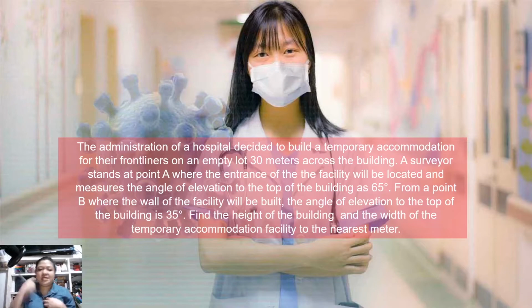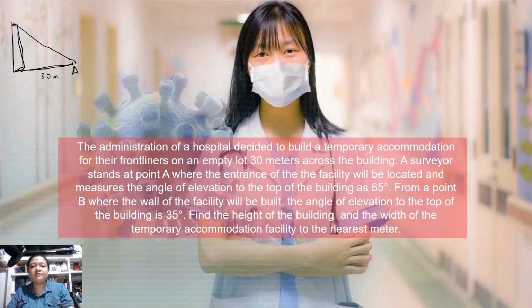So, dito kailangan daw natin i-round off to the nearest meter. So, suppose this is the hospital building, temporary accommodation facility. Ang layo raw ng facility papunta sa building ay, mula sa building ay 30 meters. Ang surveyor ay naglagay ng point A dito at ang angle of elevation mula sa point A papunta sa top ng building ay 65 degrees. Naglagay rin siya ng point B or kung saan itatayo ang wall ng accommodation facility. At ang angle of elevation daw dito ay 35 degrees.